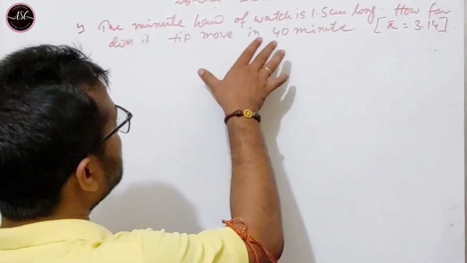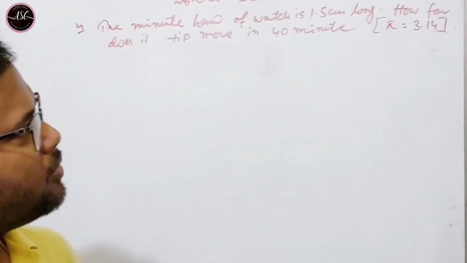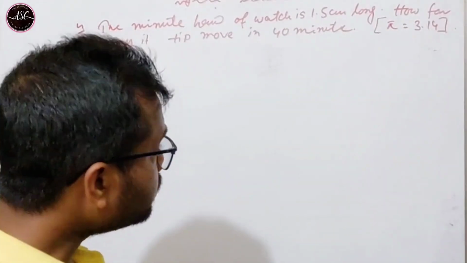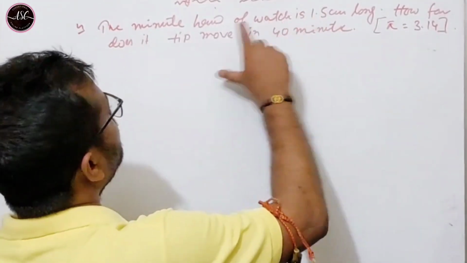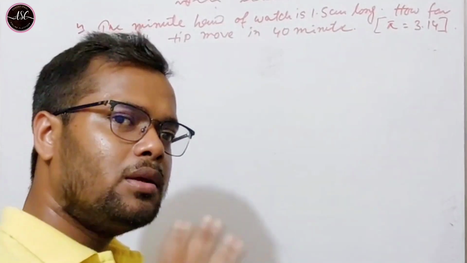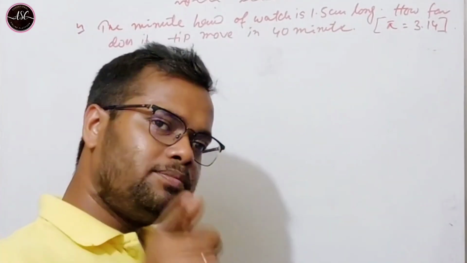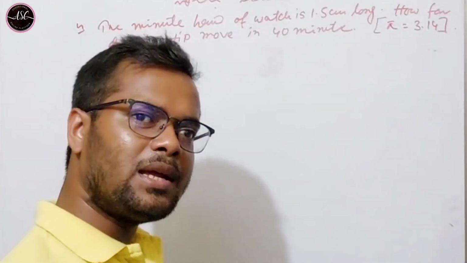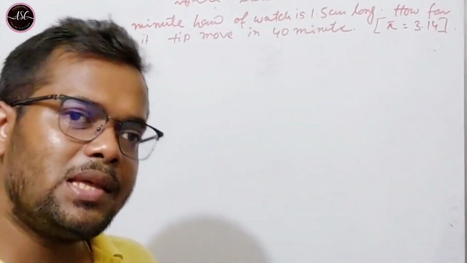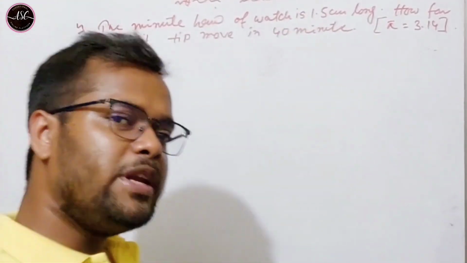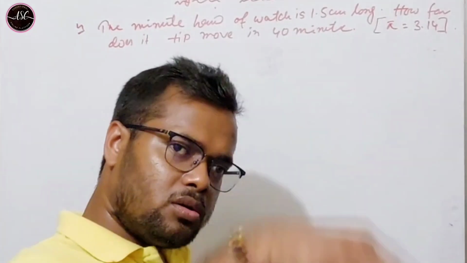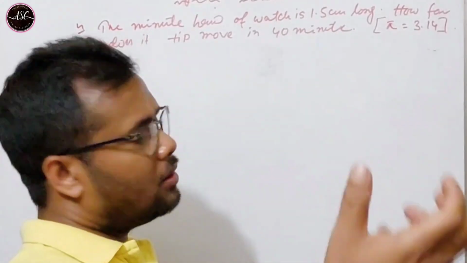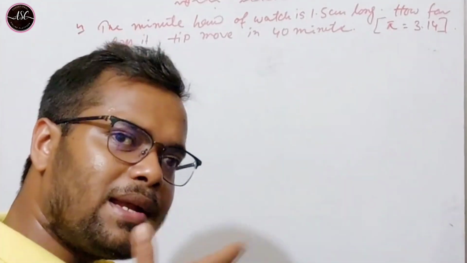Just look at the question. The minute hand of a watch is 1.5 cm long. How far does its tip move in 40 minutes? Here, minute hand in a watch. Suppose the watch is a circle, and the minute hand is the radius of the circle. So 1.5 cm is the radius of the circle, and we know the minute hand completes one revolution and subtends 2 pi radian angle at the center.